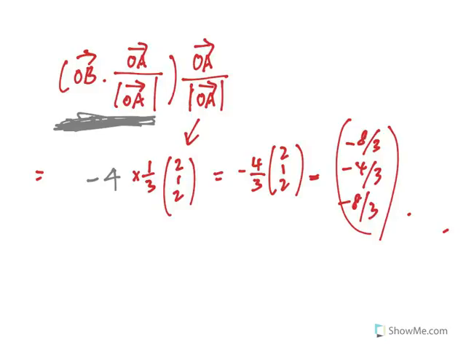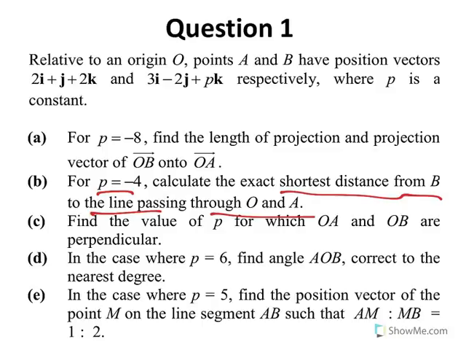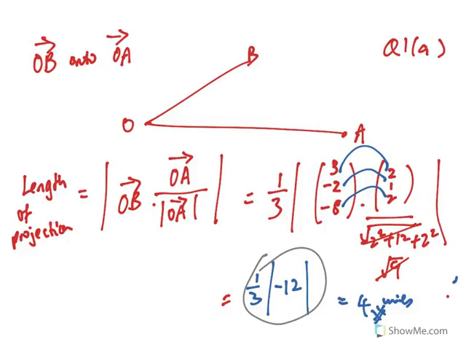Okay, now let's go to the question again. For P equals negative 4, calculate the shortest distance from B to the line passing through O and A. So what do we do? Find the OB. This is A. We want to find the shortest distance to the line passing through O and A. This is the shortest distance. Again, trigonometry you should know.